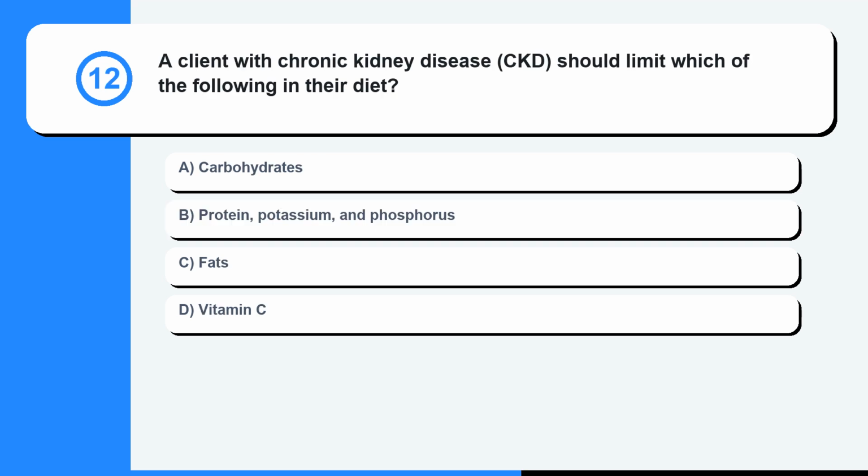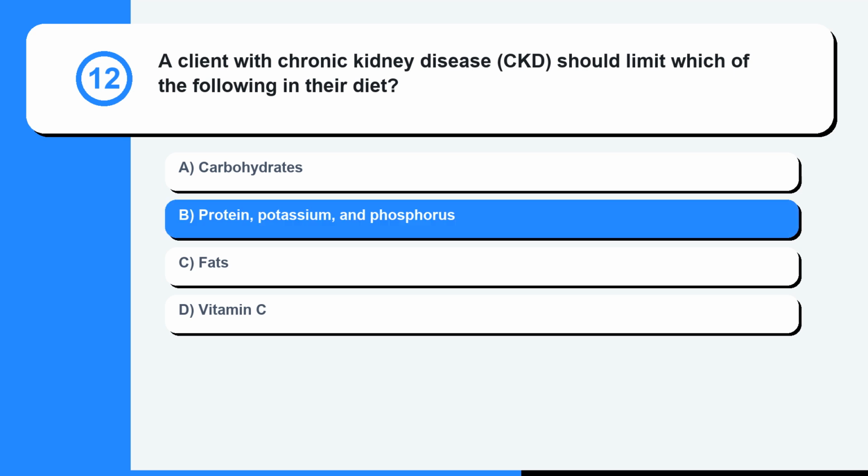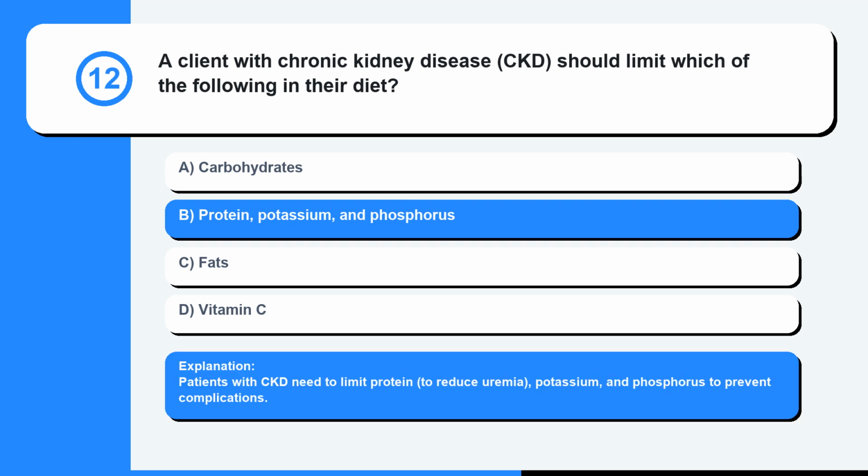Question 12. A client with chronic kidney disease, CKD, should limit which of the following in their diet? A. Carbohydrates. B. Protein, potassium, and phosphorus. C. Fats. Or D. Vitamin C. The correct answer is B. Protein, potassium, and phosphorus. Patients with CKD need to limit protein to reduce uremia, potassium, and phosphorus to prevent complications.